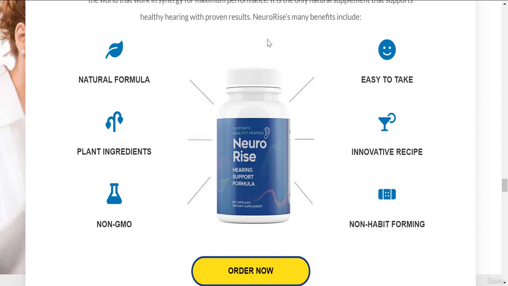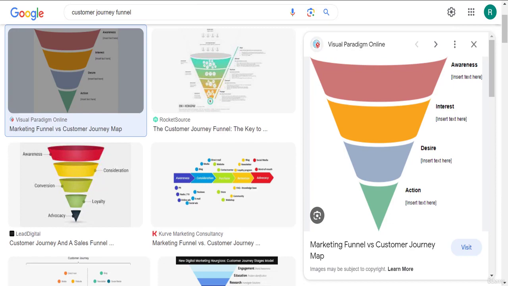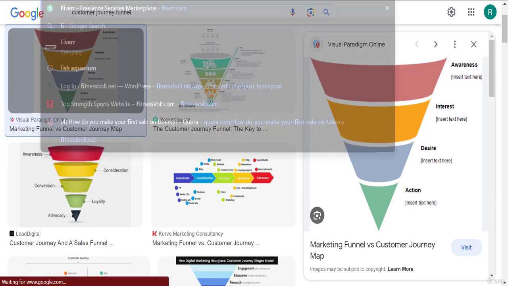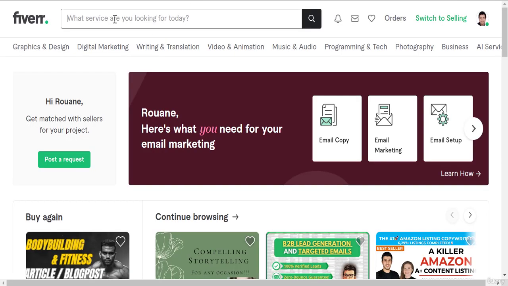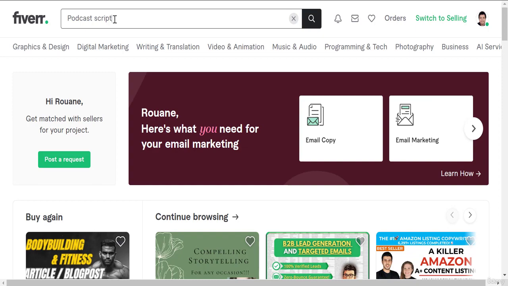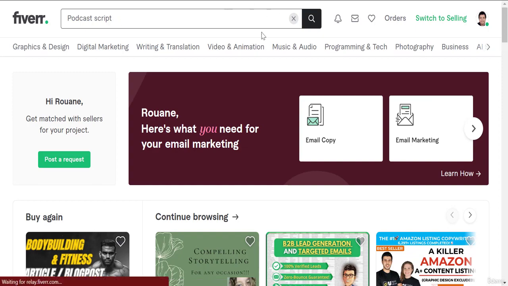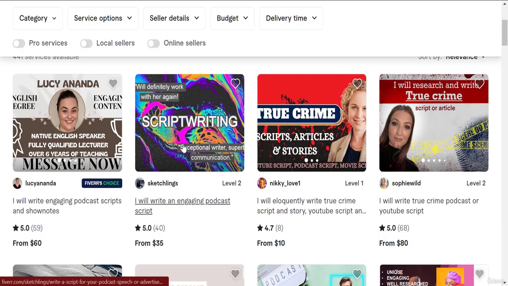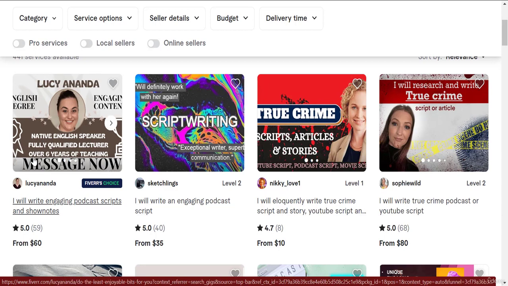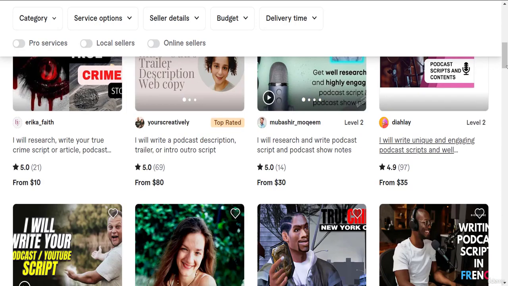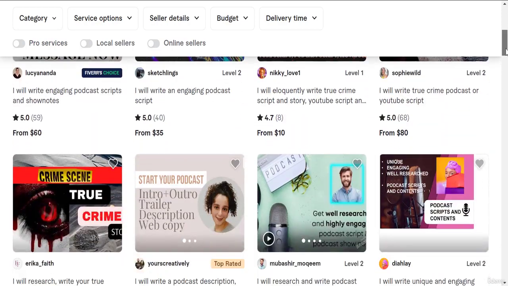In the next lecture, you're going to learn how you can generate podcast scripts for your podcast. And guess what? This is also something that you can sell on Fiverr for a price. If you search, for example, for podcast script, there's a lot of people out there that are selling this podcast scripting. And the beautiful part is that there are niches about it. So for example, here you can see that there is a true crime niche, even though I don't like that. But there are people that are specialized in that niche.